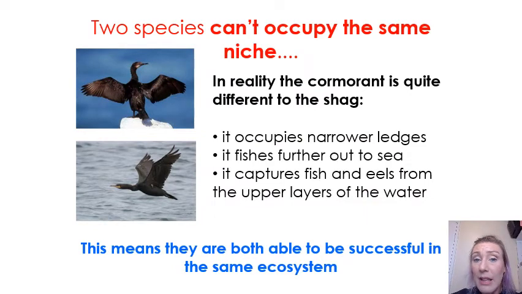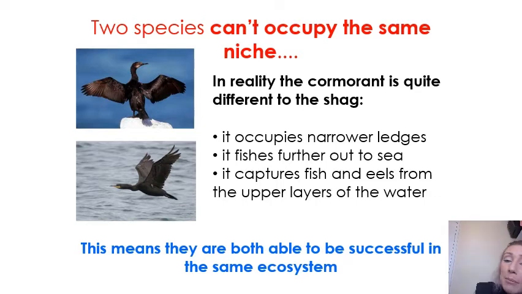Okay, so the reality is no two species can occupy the same niche. Wherever there is any overlap of niches, there is competition between species. So two species could never occupy the same niche. What would happen is one of those two species would be a better competitor and would outcompete the other completely. So in reality, these two birds are very different.